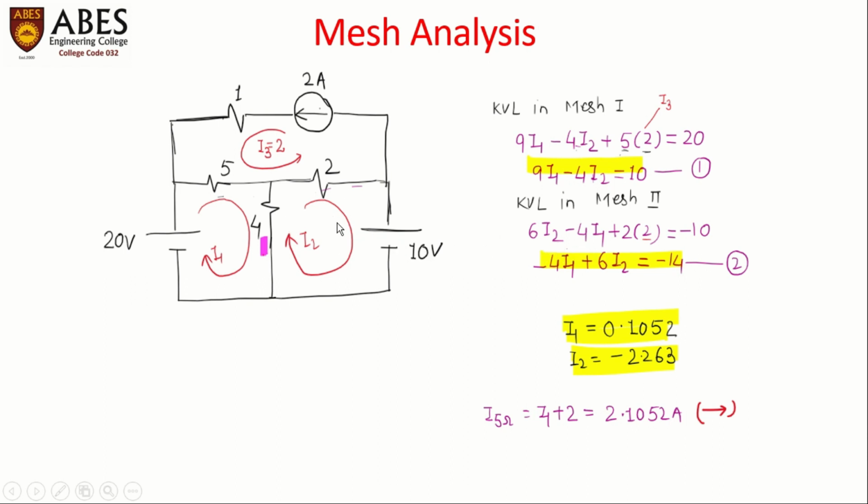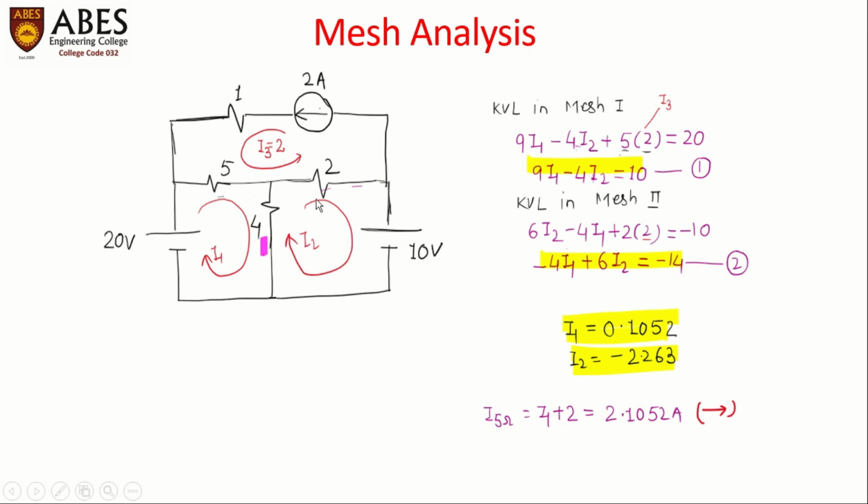Again we will find the common resistance of mesh 2. Now 4 ohm resistance is common between mesh 2 and mesh 1. We will write here 4 and I1, because except I2, the current flowing in the 4 ohm resistance is I1. That's why I have written here minus 4 I1.